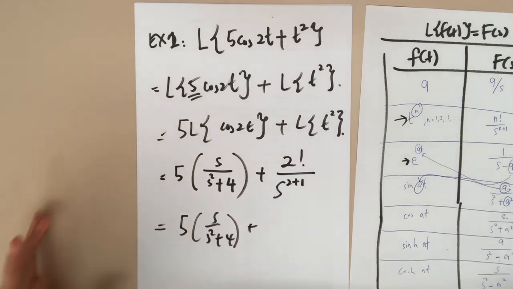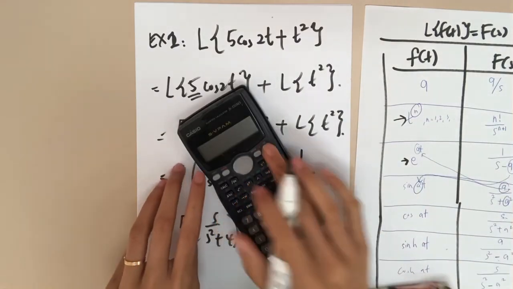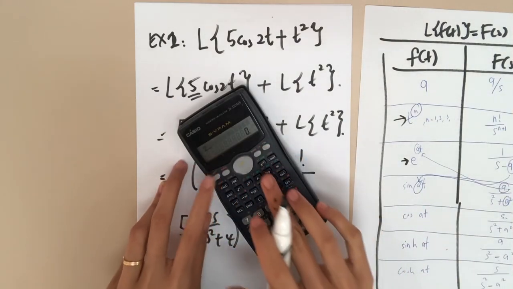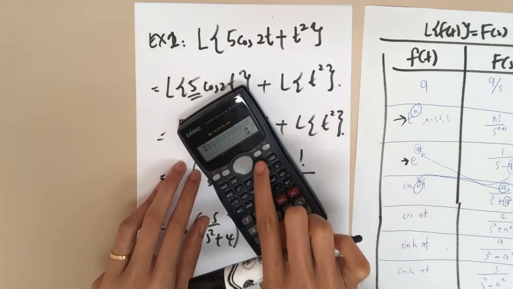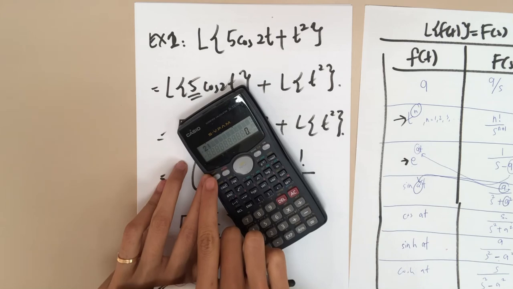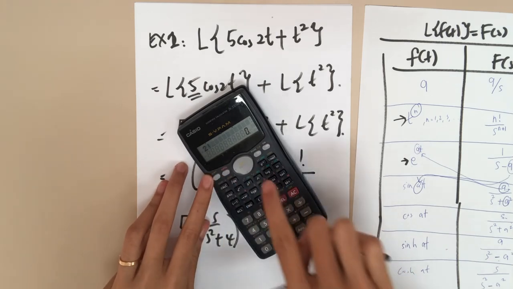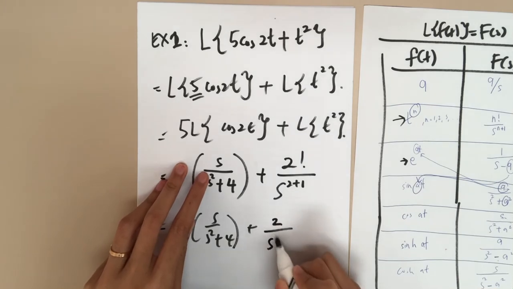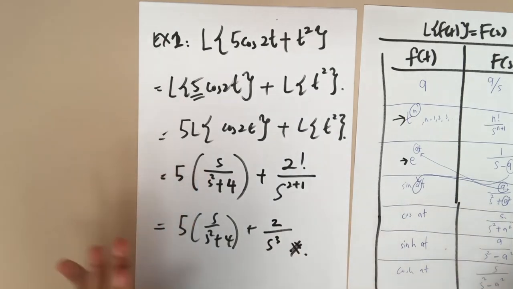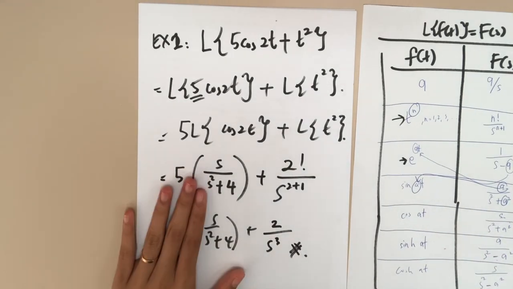So you can simplify. 2 factorial is equal to what? How to calculate 2 factorial? You just press 2 and then factorial, which is on the calculator, but you must press shift first, shift x power of negative 1. So 2 factorial is 2, so 2 over s cubed. Easy, right? Simple.